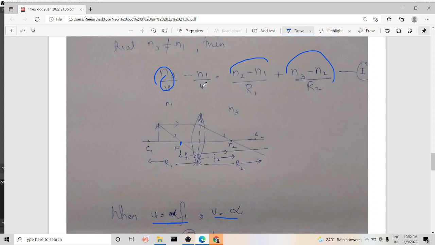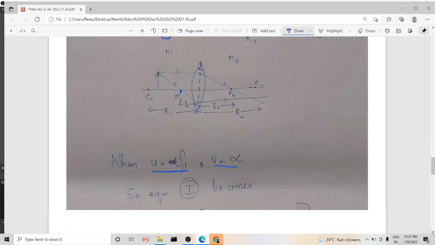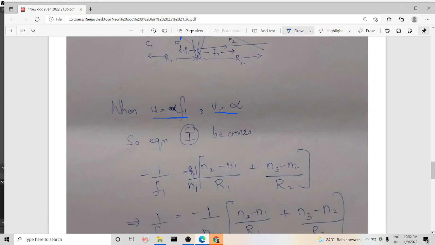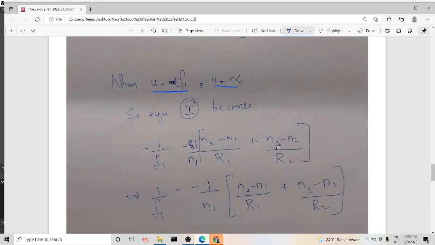Minus N1 by F1 is equal to N2 minus N1 by R1 plus N3 minus N2 by R2, or minus 1 by F1 is equal to 1 by N1 into N2 minus N1 by R1 plus N3 minus N2 by R2, or 1 by F1 is equal to minus of 1 by N1, I just rearranged this, that's all. Okay, because thus we can determine the first principal focus. Understood? So how do you consider?